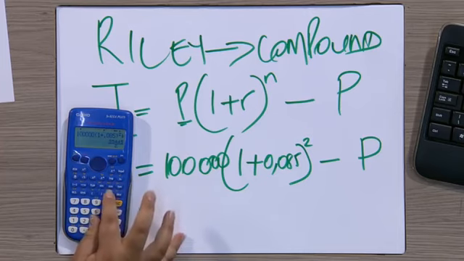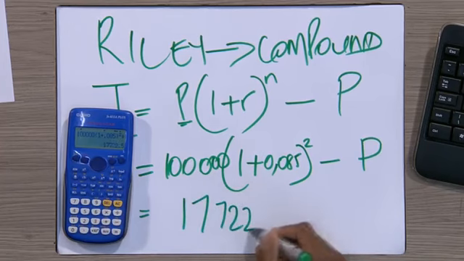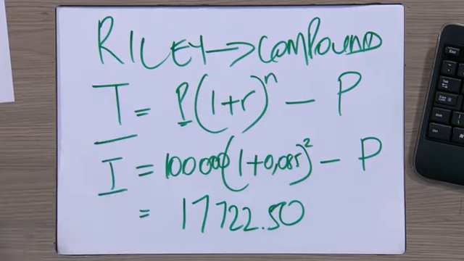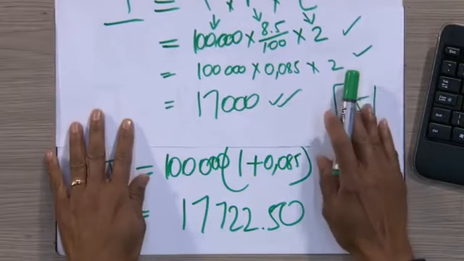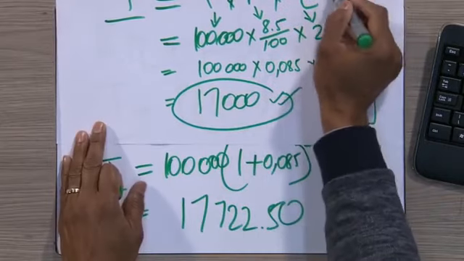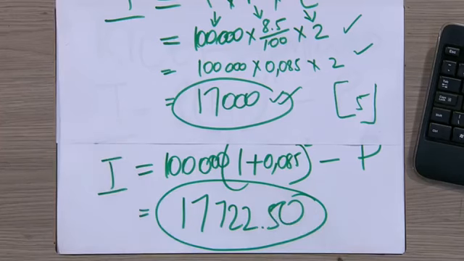It gives us a fraction. We're going to convert it. Aha. Riley got, for the same period, 17,722. And so you can see the difference between what Riley got and what Caleb got. Caleb got 17,000, simple interest, and Riley got 17,722 Rand and 50 cents, compound interest. So learners, why did Riley get more than Caleb? Because he opted for compound interest, and compound interest is interest on interest.